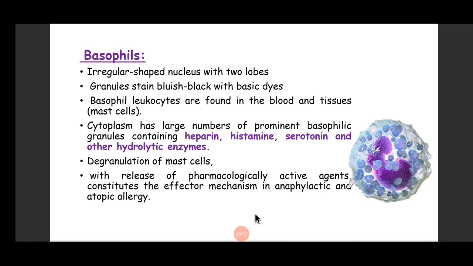Other granulocytes are basophils. They are irregular shaped with a two lobed nucleus, and their granules contain heparin, histamine, serotonin, and other hydrolytic enzymes. The mast cells are also a modification of basophils. They are present in tissues, and when these mast cells degranulate, they release a lot of histamine and these enzymes, and they can cause anaphylactic reaction. We will learn in detail about these things in hypersensitivity.